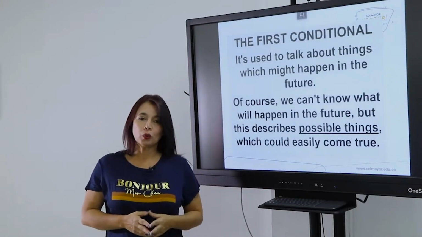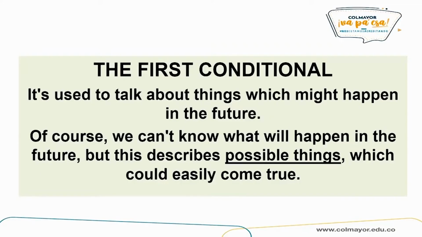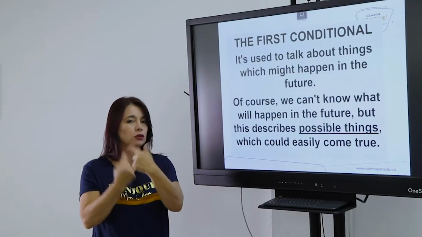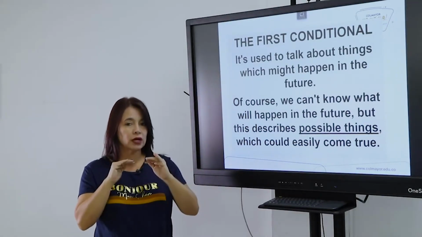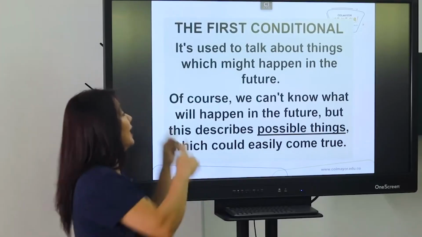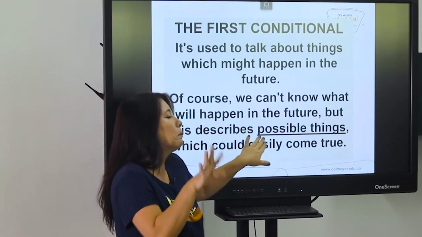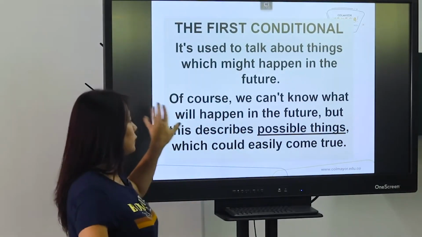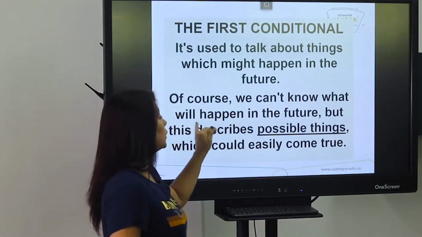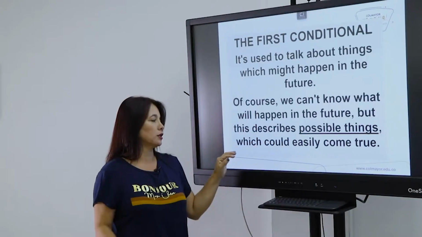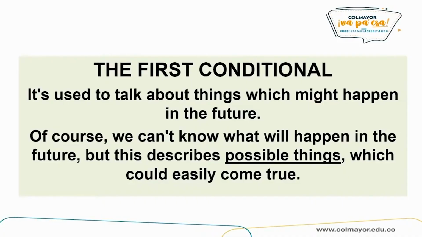Now continue with the first conditional. It's used to talk about things which might happen in the future. It's different from the last one because the last one is something real in the present. This one is in the future and is possible to happen. Of course, we can't know what will happen in the future, but this describes possible things which could easily come true.